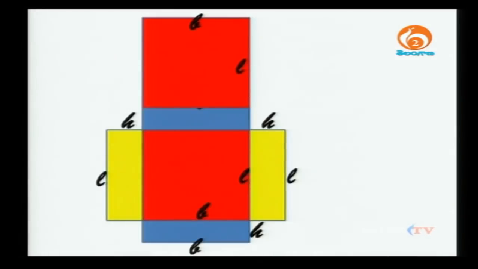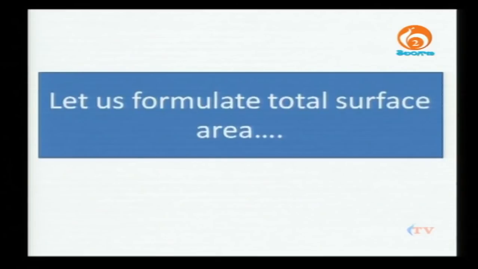Now, another face, when we look at it, is also rectangular and its dimensions are breadth and height. For this rectangle, we take the length as b, and its breadth is the height of the cuboid. We have understood all the dimensions of the cuboid and all the faces.